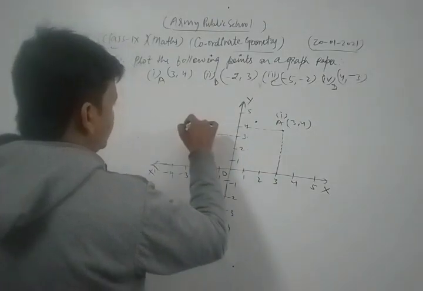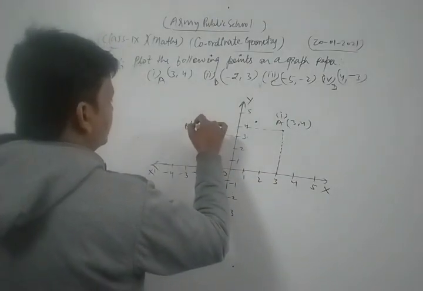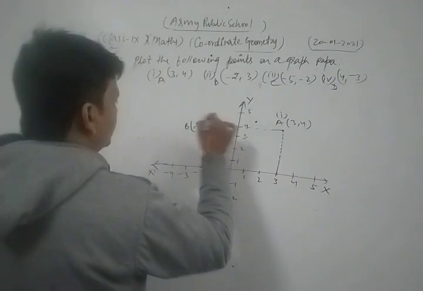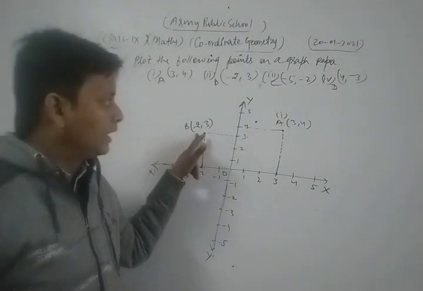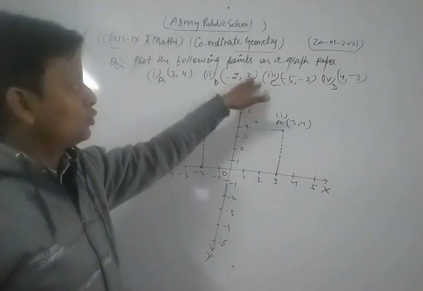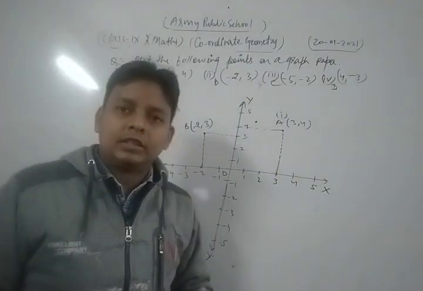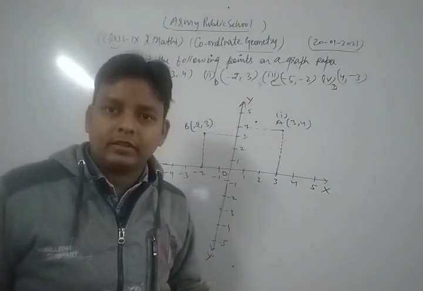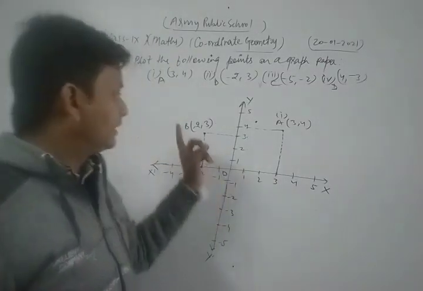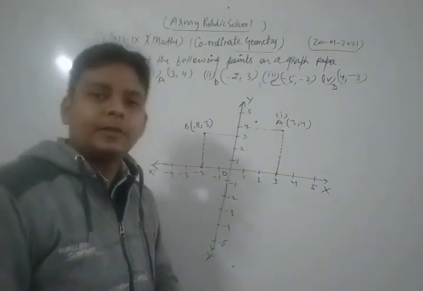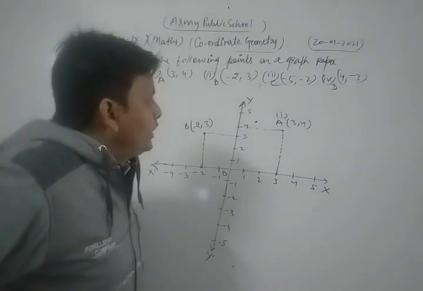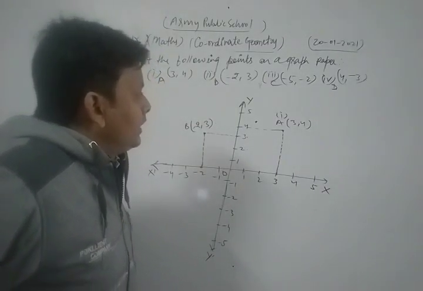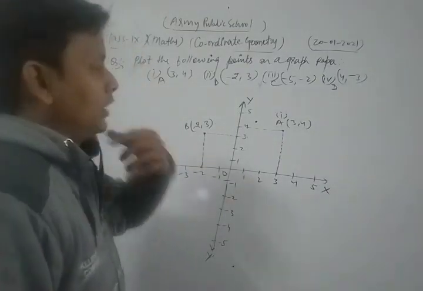This is B, and which is what? Minus 2 and 3. So in that place the point minus 2, 3 is located. Okay, and then the point minus 2, 3 lies in the second quadrant. Now we take and discuss the third point of that question.